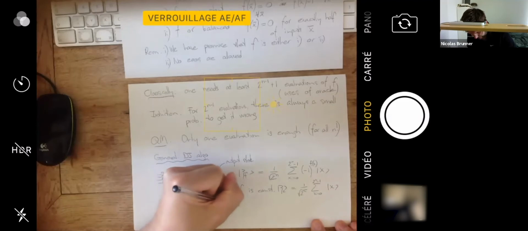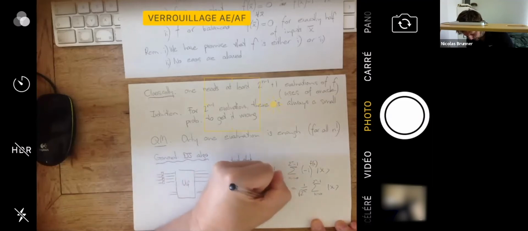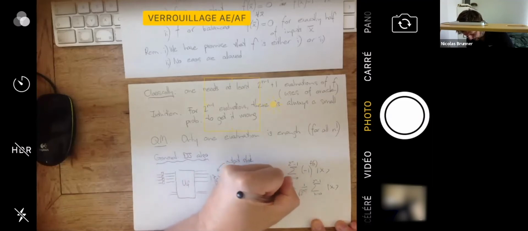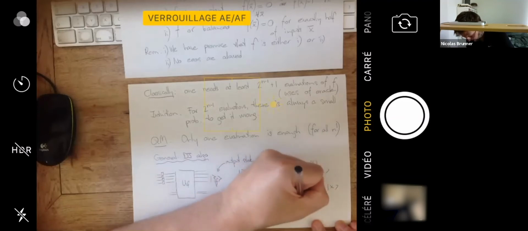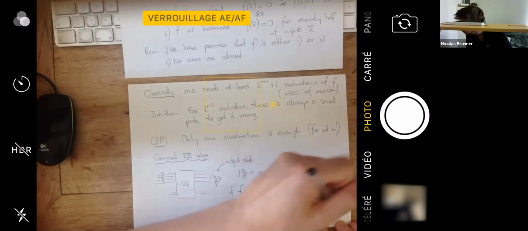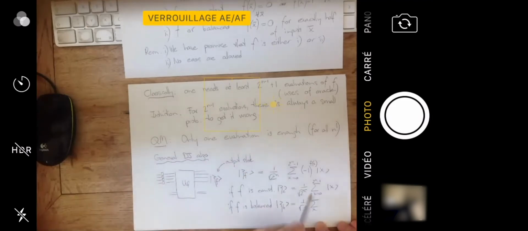And if on the other hand f is balanced, then the output state, let me call it psi b, is 1 over root 2 to the n, sum over x.